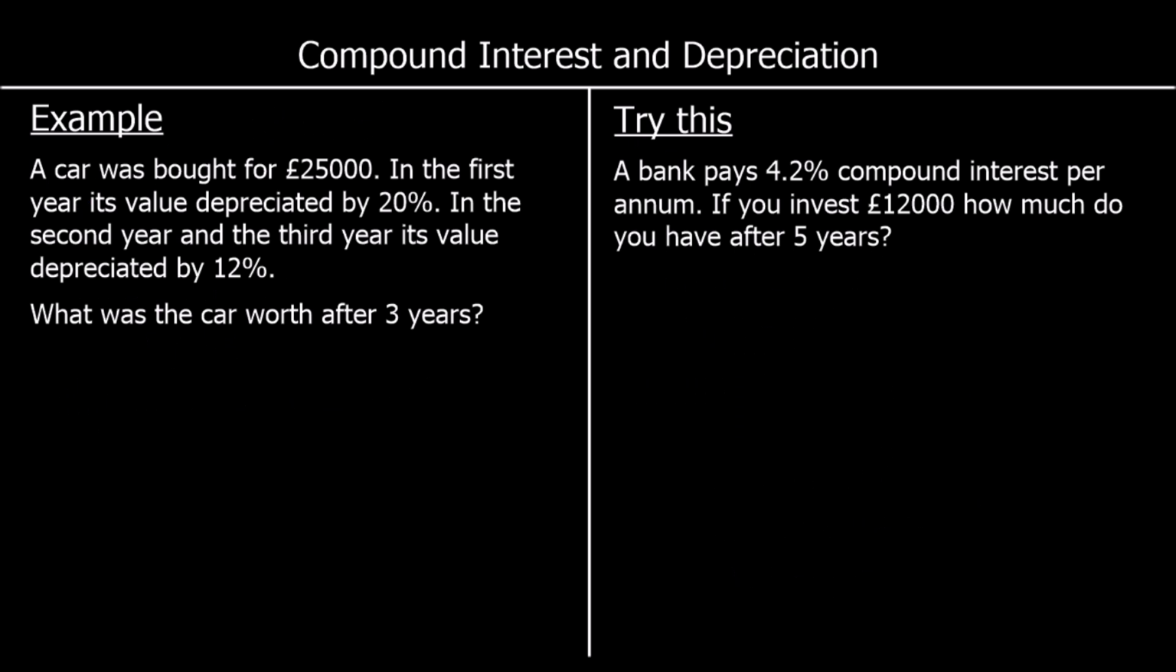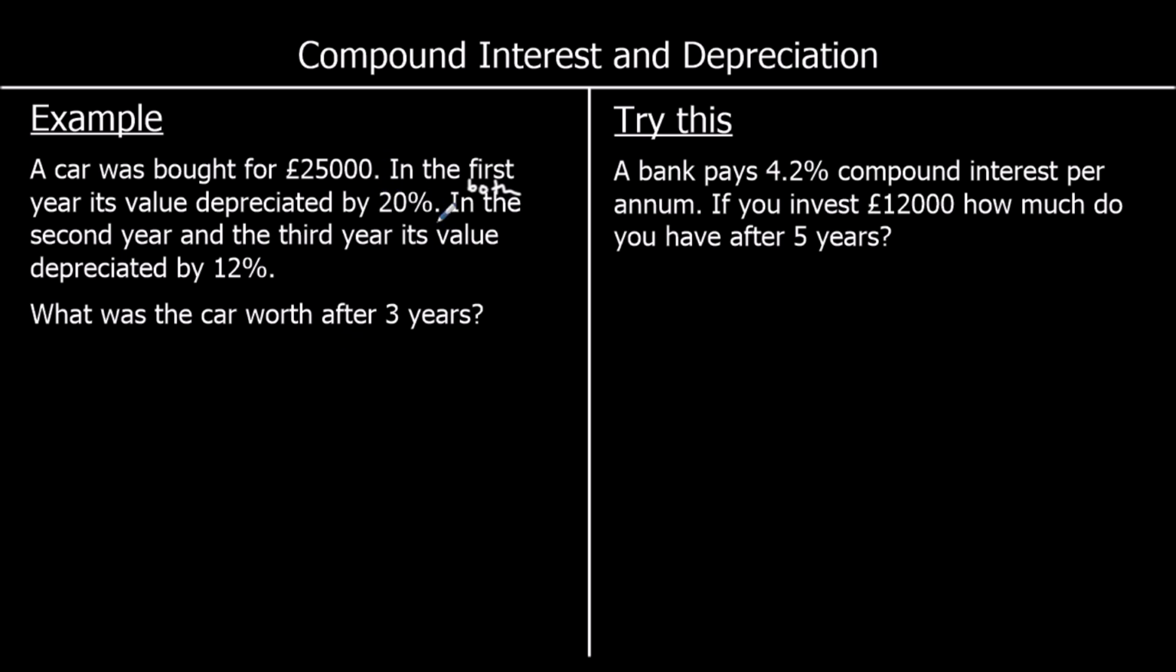Compound interest and depreciation. So here a car was bought for £25,000. In the first year, its value depreciated, so went down by 20%. In the second year and the third year, its value depreciated by 12%. So I think that means in both the second year and the third year, its value depreciated by 12%. So it went down by 12% in the second year and 12% in the third year.